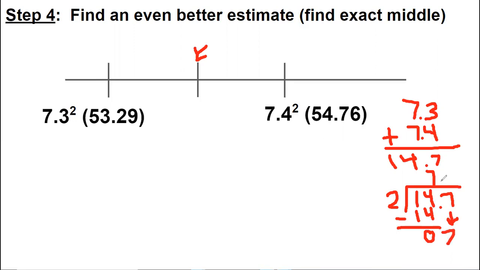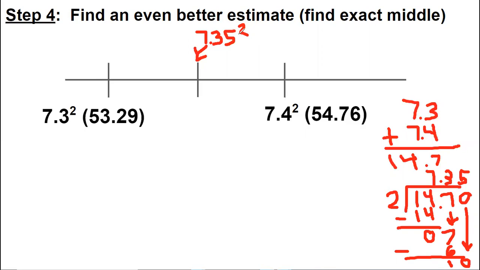2 goes into 7 3 times. Don't forget your decimal up there. 2 times 3 is 6. 7 minus 6 is 1. If we were to put a 0 there and bring that down, now we get 2 into 10, which will give us a 5. So 7.35, 7.35 is the exact center between 7.3 and 7.4.